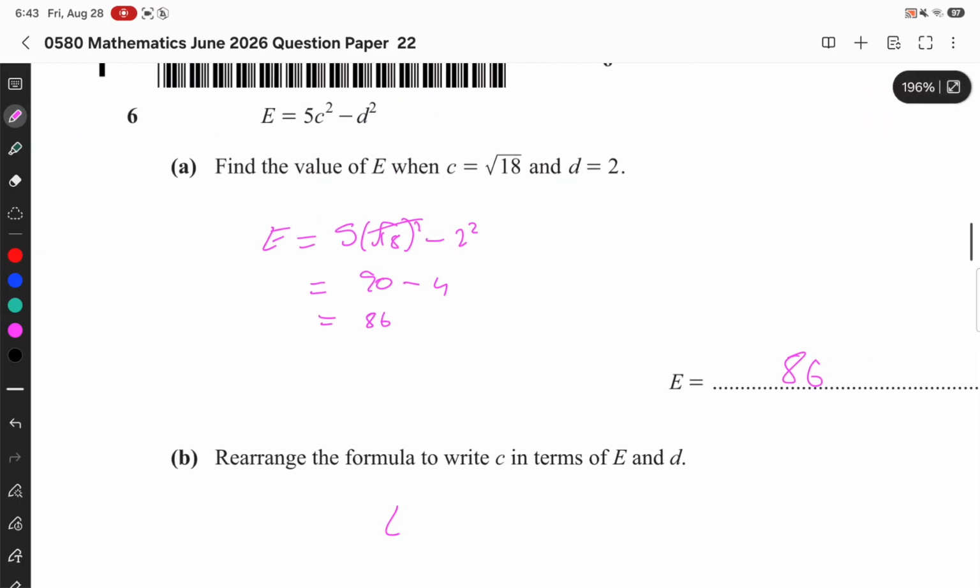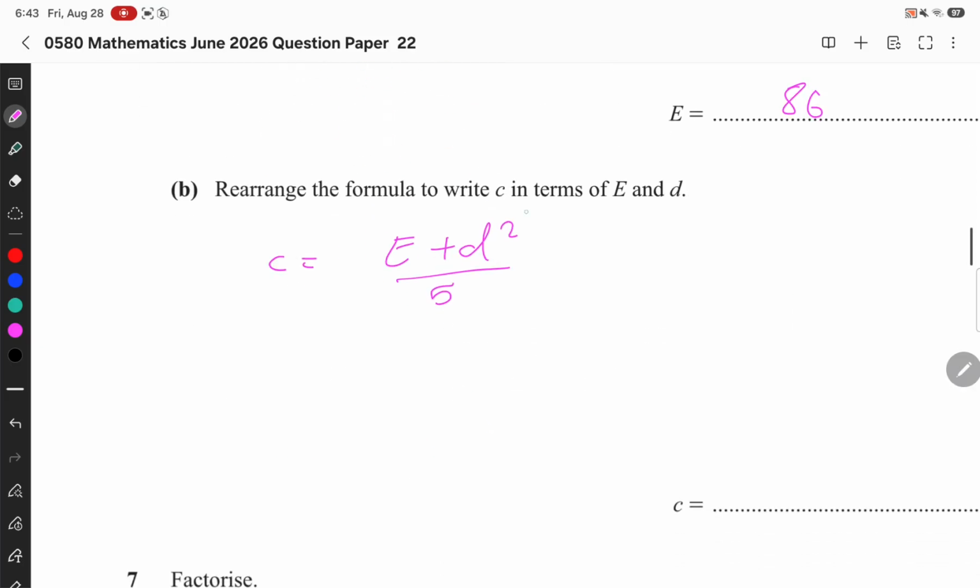Rearrange to find C in terms of E and D. So let's quickly do this. C is equal to the square root of E plus D squared over 5, and hence we get our answer.